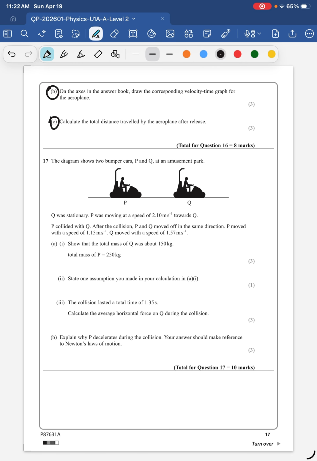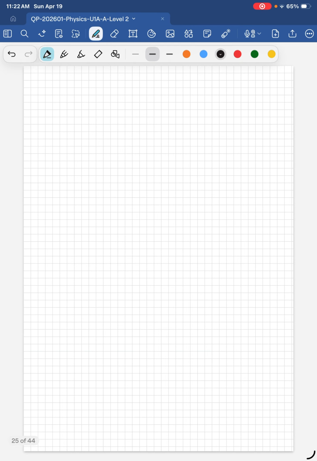The diagram shows two bumper cars, P and Q, at an amusement park. Q was stationary, P was moving at a speed of 2.1 meters per second towards Q. P collided with Q. After the collision, P and Q moved off in the same direction. P moved with a speed of 1.15 meters per second. Q moved with a speed of 1.57 meters per second. Show that the total mass of Q was about 150 kilograms, and they give you the total mass of P as 250 kilograms. Okay, let's create a clean page.